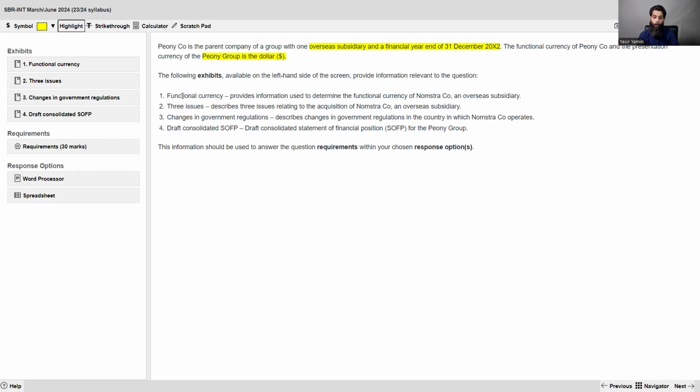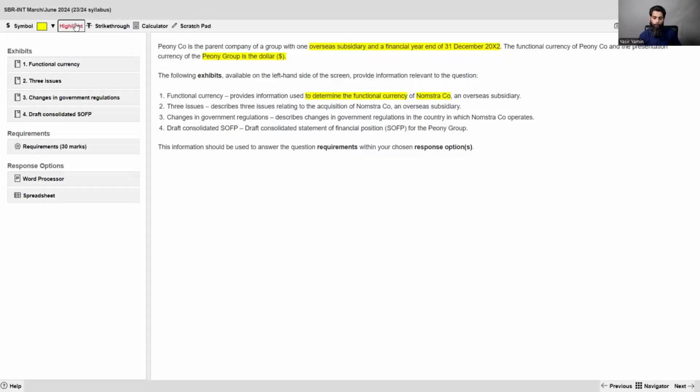Now, there are 4 exhibits provided to you. The first exhibit is about the functional currency. This provides information used to determine the functional currency of Nomstra, an overseas subsidiary. So now you know that there is another entity whose name is Nomstra. It's an overseas subsidiary. And by reading the first exhibit, you will determine the functional currency of Nomstra.